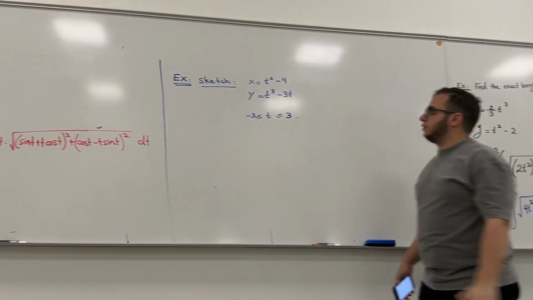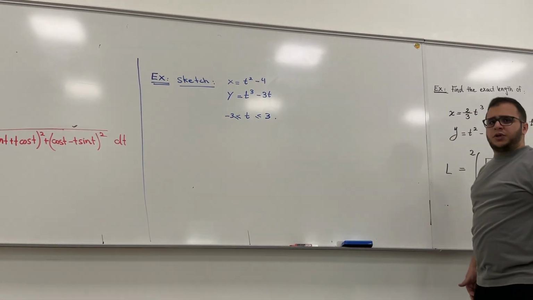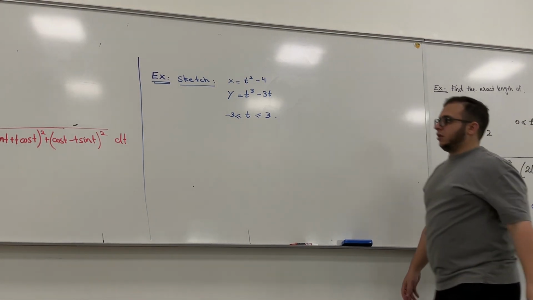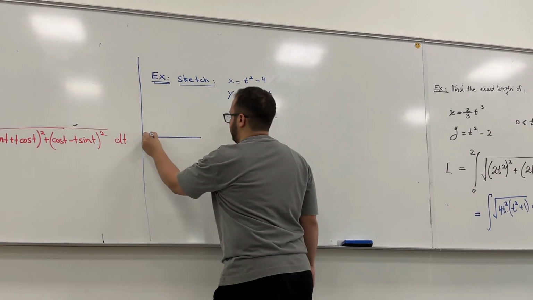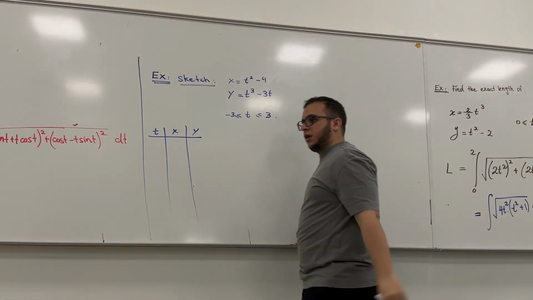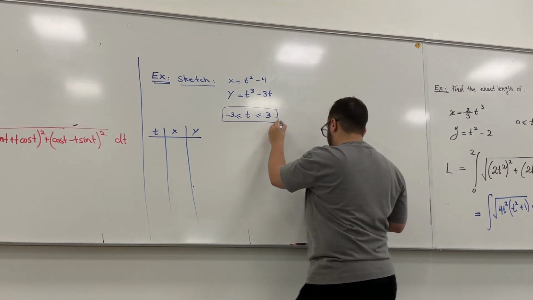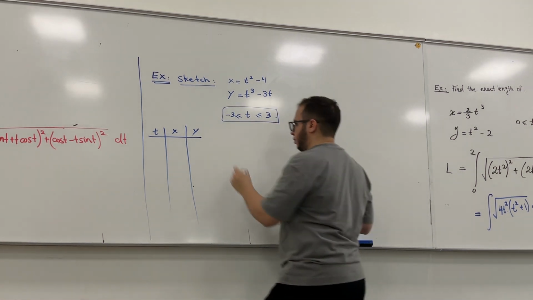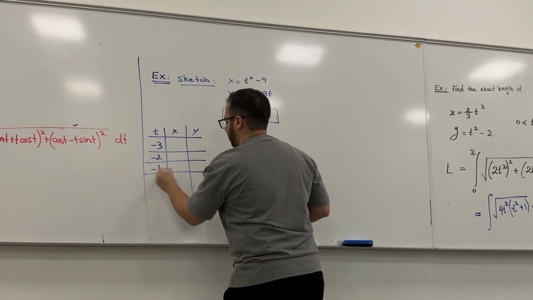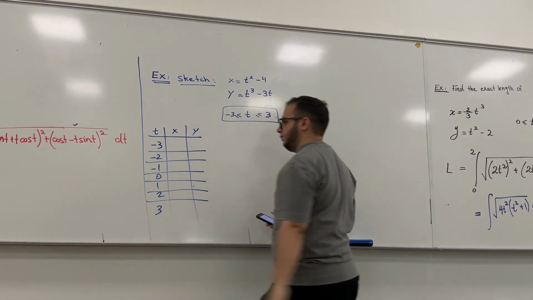I want to sketch this. Now here, it might be annoying if you want to do the algebra and eliminate t. So you could just make a table: t, x, and y. Plug some points between -3 and 3, following the range here. So you can say -3, -2, -1, 0, 1, 2, and 3.